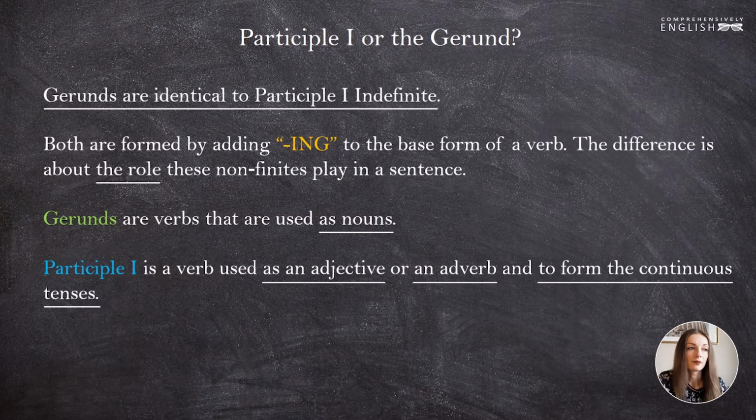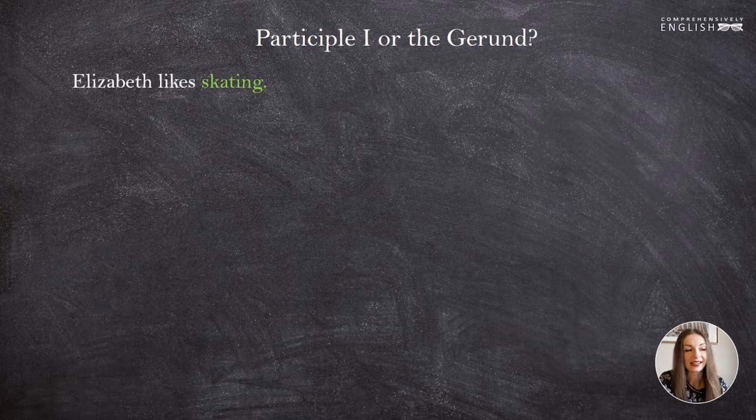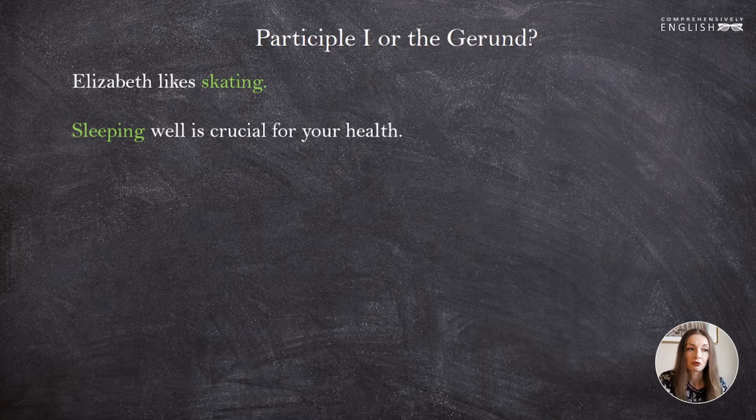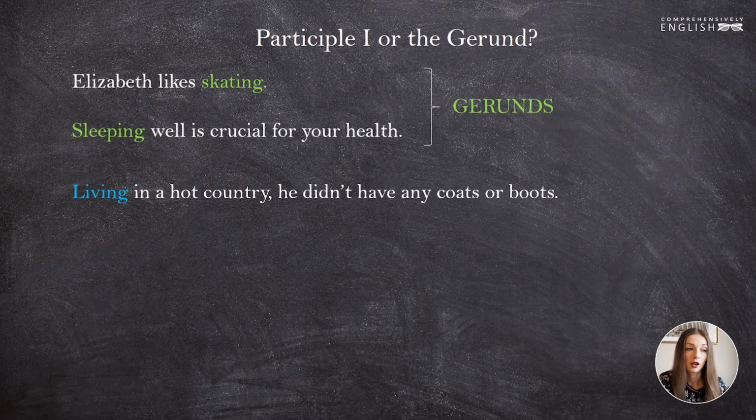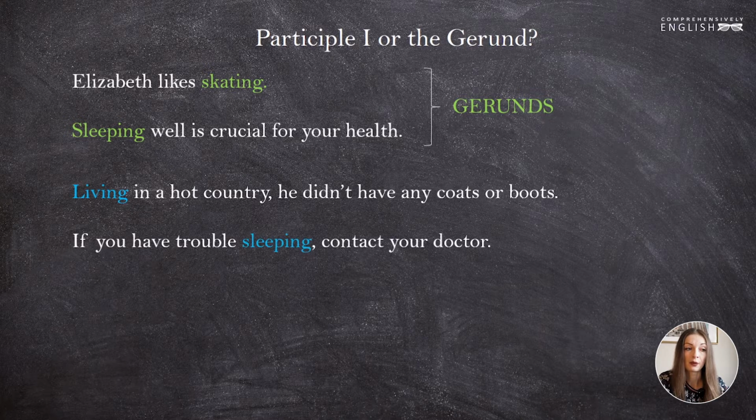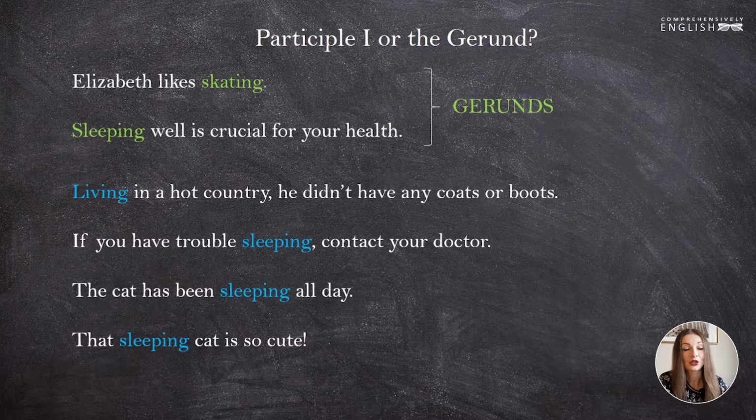Let's see. Elizabeth likes skating. Sleeping well is crucial for your health. In these sentences, we are dealing with gerunds. Living in a hot country, he didn't have any coats or boots. If you have trouble sleeping, contact your doctor. The cat has been sleeping all day. That sleeping cat is so cute. These are participles I. Let's see why.